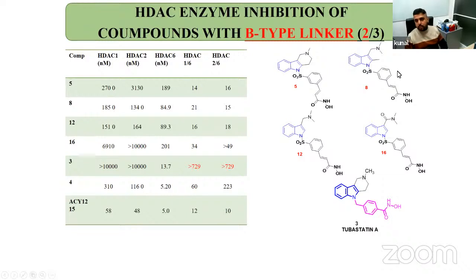And here you can see different cap constructs and a particular type of linker. Now, if you just see, removing the linker of tubastatin, of course, there was a dip in HDAC6 inhibitory profile, a significant dip. But the benefit with these compounds is they were anti-cancer compounds. Though there was a dip in activity, 84 nanomolar is not that bad. So it was very clear that these compounds are mediating their effects through HDAC6 inhibition.